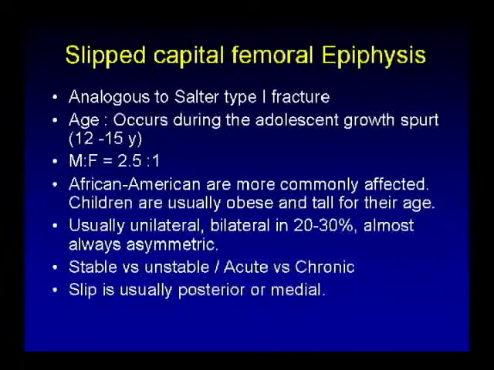So whenever you encounter a bilaterally symmetric slipped capital femoral epiphysis, you should think of systemic endocrinal and metabolic conditions like hypothyroidism, hypopituitarism, or renal osteodystrophy. The slip can be classified as acute versus chronic depending on the presentation. Chronic is most common, and stable versus unstable depending on the ability of the child to bear weight without crutches.